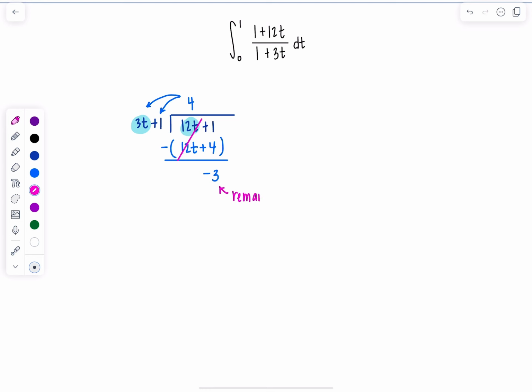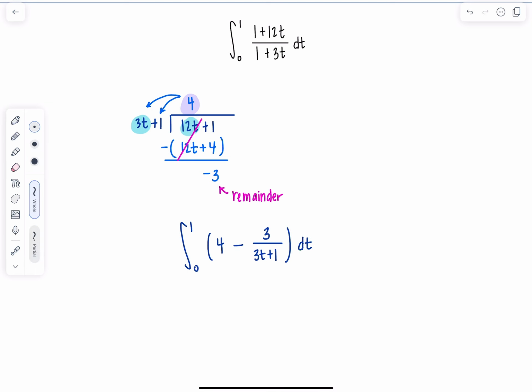And we are done. So the result of our division is that now we can rewrite our integral from 0 to 1 of 4. That's the quotient right here. Yes, 4. And then we have minus 3 over 3t plus 1 dt. Okay, so you take your remainder and you're going to list it over here. I put the negative out front and then the divisor goes in the denominator.